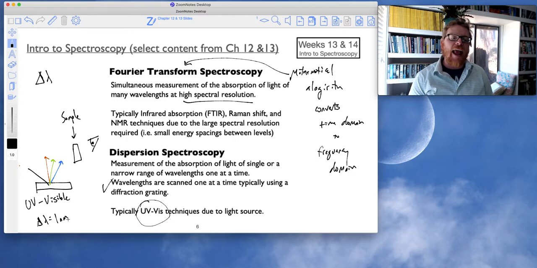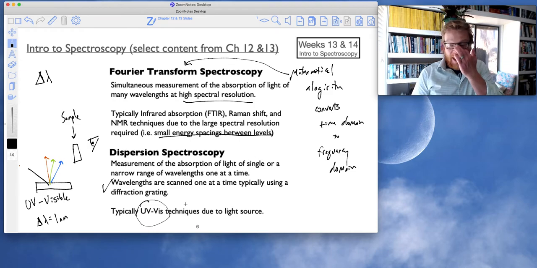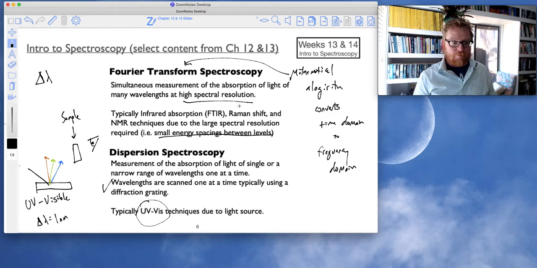That 1 nanometer in terms of vibrations or rotations is humongous. It's way too big to be useful for the very small energy spacings between levels that we need for the infrared or even the microwave technique or even the NMR technique. All of those techniques have insanely small energy level spacings. So we have to have a very specialized way of having high spectral resolution, and we do that by using this Fourier transform.